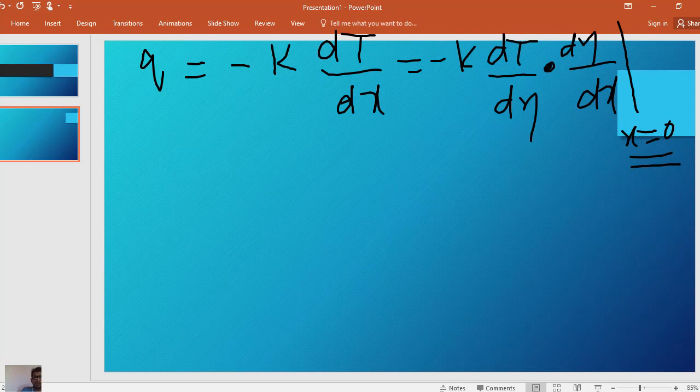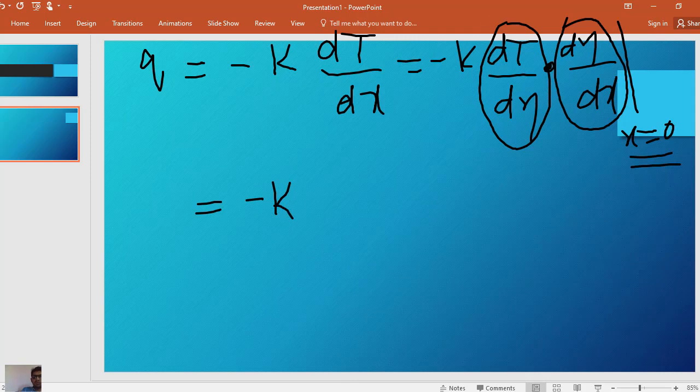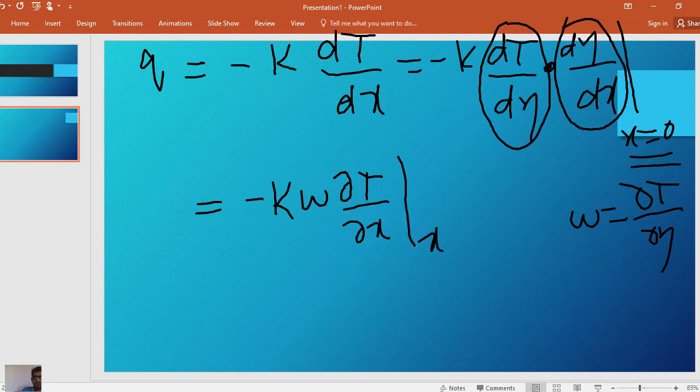So let's see this dη/dx. What is the value of dη/dx? We will simplify this. This is dT/dη. As we know, the value of dT/dη is nothing but w, as we already derived. So in place of dT/dη we can write w, and the change in similarity variable with change in x we can write in the same place, at x equal to 0.